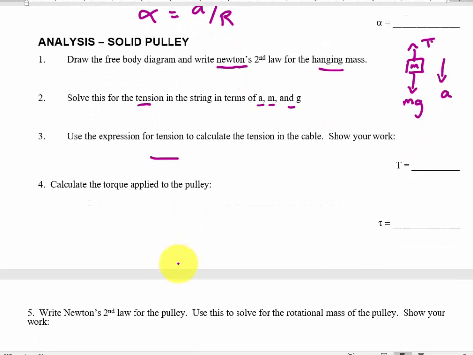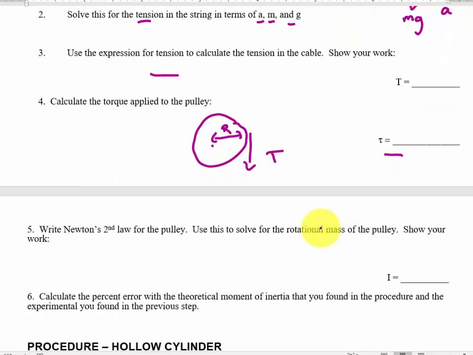Then what we're going to do is calculate the torque applied to this pulley. And there's a really good chance if I drew this pulley right here that I'm going to have this tensional term that's acting at this radius right there, and we can calculate the torque on the pulley. What we can then do is write Newton's second law for the pulley, now in the language of rotation, and solve for the rotational mass of this pulley.